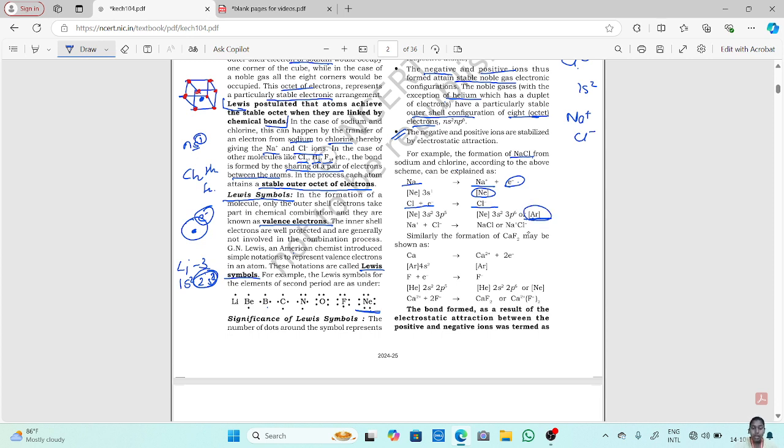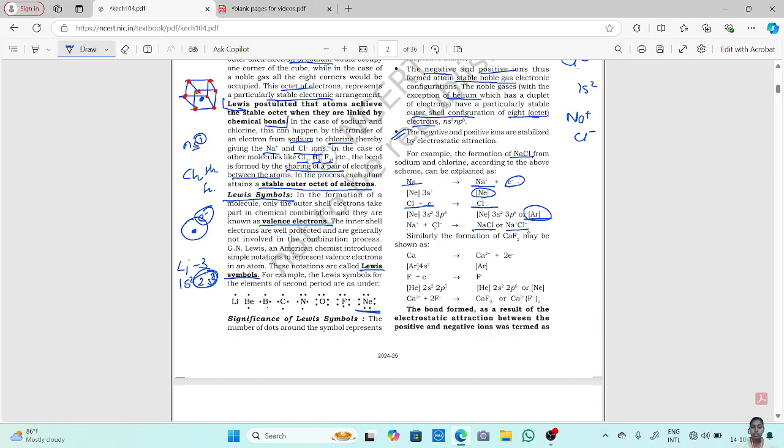Now you have Na plus and Cl minus. They are two different ions, and an electrostatic force of attraction takes place between them, and they form NaCl, or Na plus Cl minus ions.